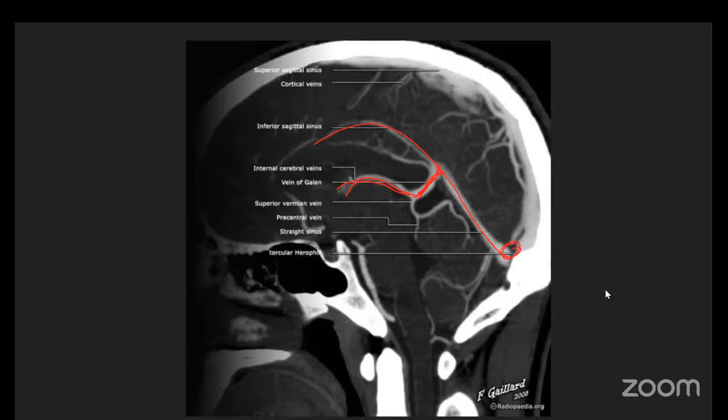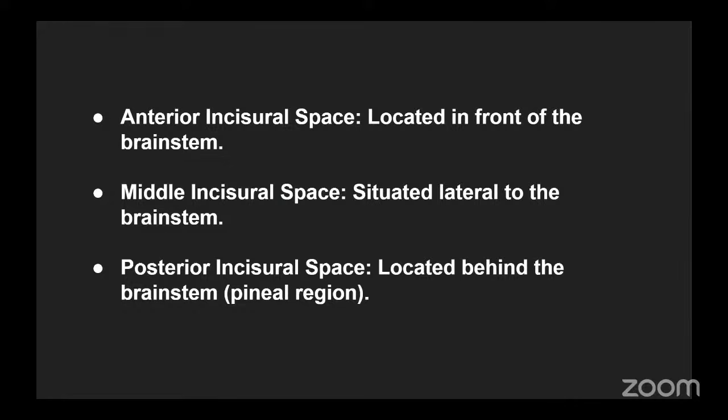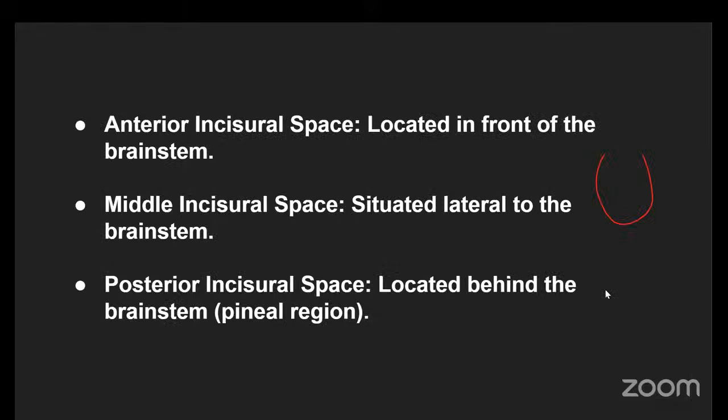So, divisions of the tentorial incisura. As long as we do not understand the tentorial incisural space and a lot of neurovascular structures that are in such a small place, we cannot operate safely on the tentorial meningiomas. So, this is a small space. I am going to show the illustration I had, but imagine that this is tentorial incisura.